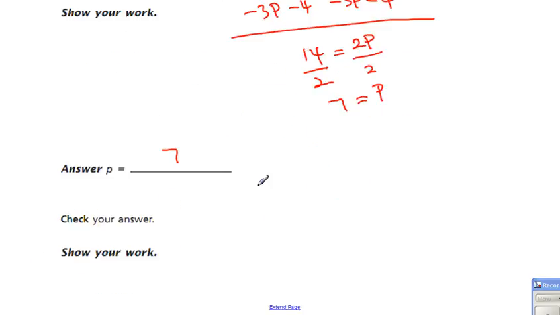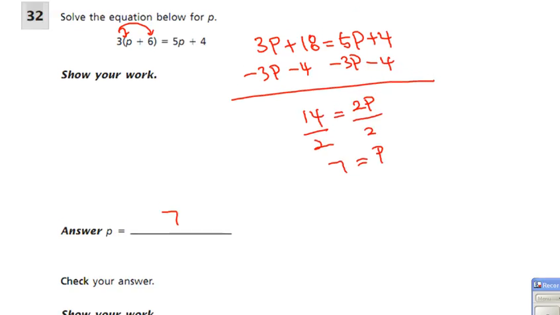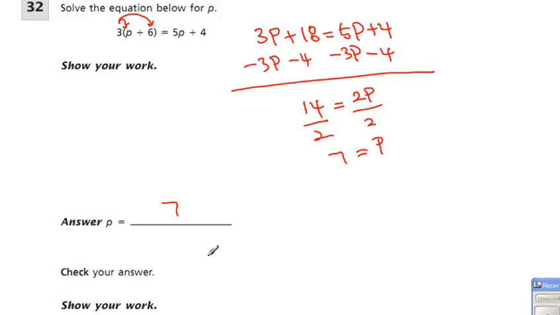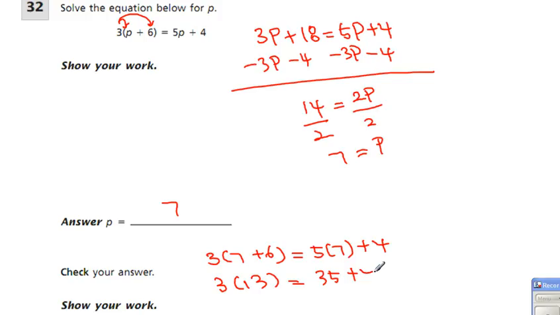And check your answer here, okay. So we're just going to plug 7 in place of p. So 3 times 7 plus 6 is equal to 5 times 7 plus 4. So here we have 3 times 13. Here we have 35 plus 4. But 3 times 13 is equal to 39, and this one will also equal to 39. So there it goes.